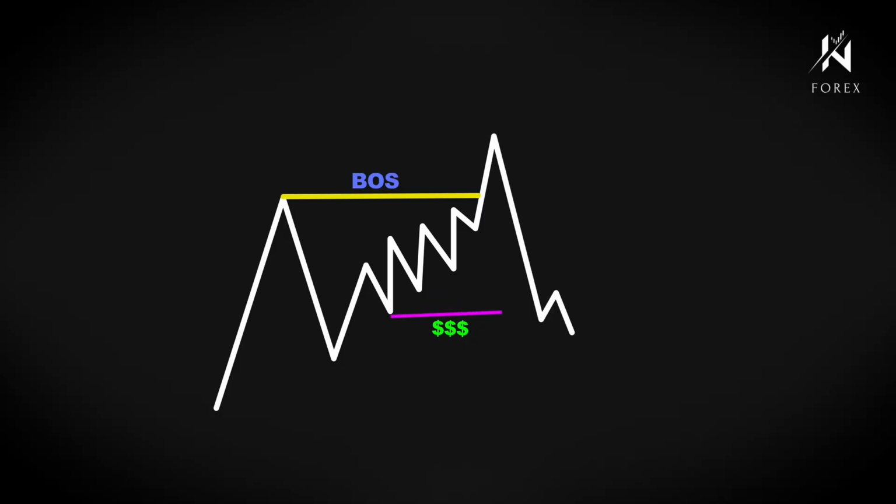Right after that sweep, boom, we get a clear change of character. That's our green light. That's when this entry model comes alive. It's an advanced setup, but when you combine it with the first two models I showed you, it's a weapon. All right, enough theory. Let's pull up a real chart and break it down step by step.